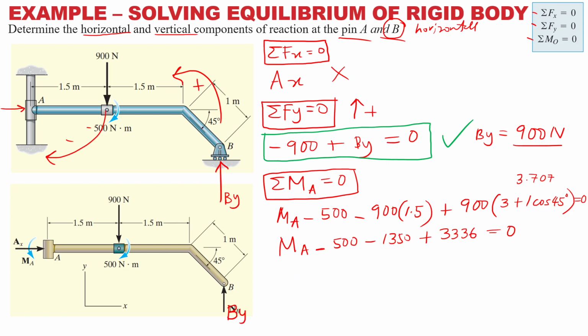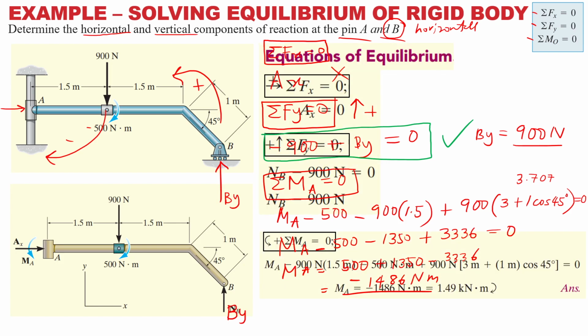So, 500. So don't make mistakes. Don't jump. MA sama dengan 500 campur 1350 tolak 3336. 500 campur 1350 tolak 3336. Dapat, I'm getting this one lah, negative 1486. 1486 Newton meter. Betul ke salah? Let's check. Baik, betul.